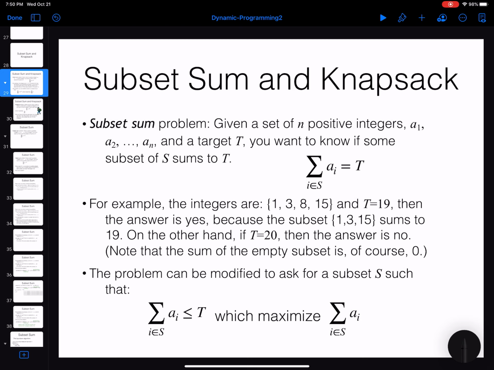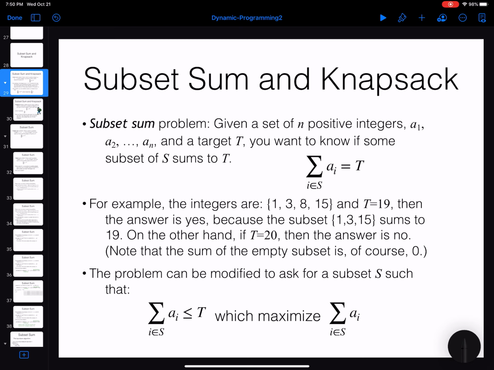Assume you have a set of positive numbers, a1 to an, and you also have a target number t. We want to know if it is possible to find a set of these numbers that the summation of them is exactly equal to this target number t.